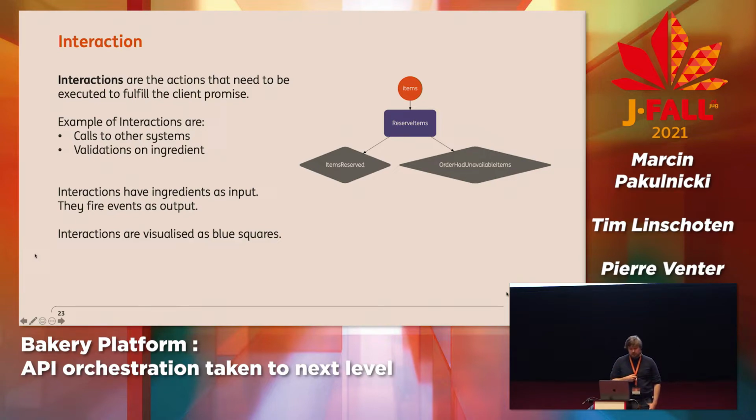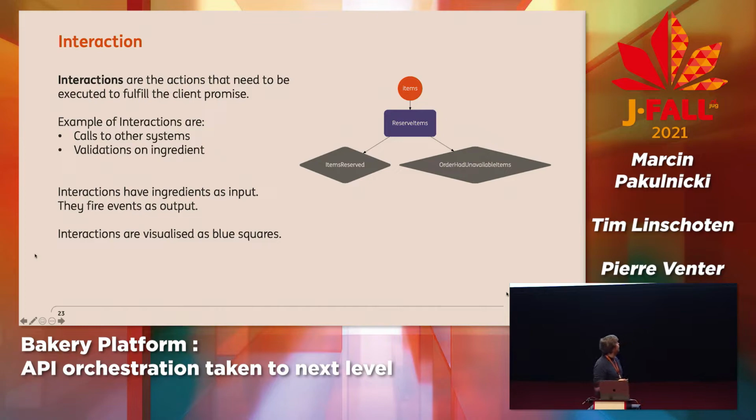Another thing that we do in interactions is validations. For example, an age check validation. That's also done in an interaction. So it's not a call to a different system, and a lot of times we call them sieves or pure functions. They're kind of pure functions. And interactions take ingredients, or they require an ingredient to execute, and they can provide events.